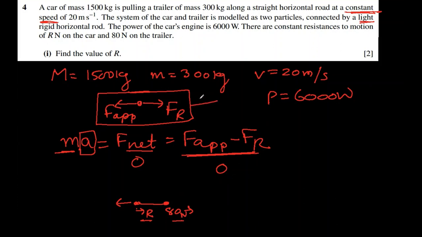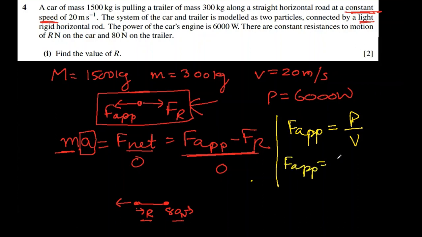So we know our equation is this and we will use this one. F applied is how much? Oh, we don't know F applied. So let's find the force applied. The force applied is applied by the engine: the power of the engine divided by the speed at which the system is going. That's how we find the applied force. The power has been given as 6000 divided by speed 20, so this cancels to 300 newtons.